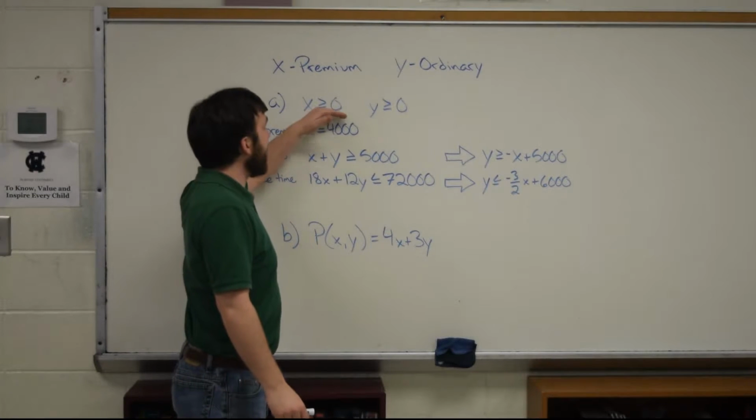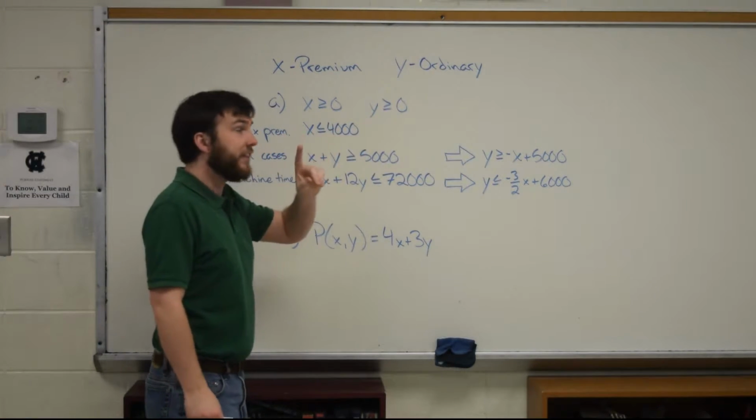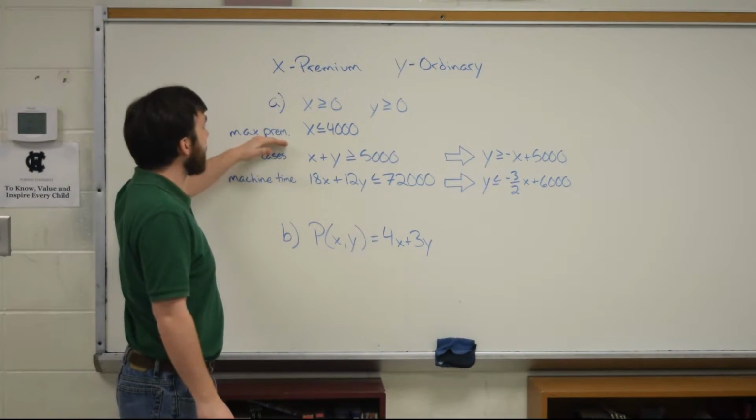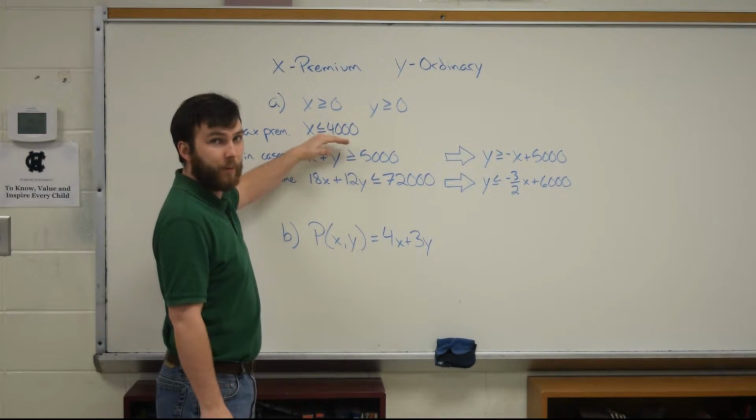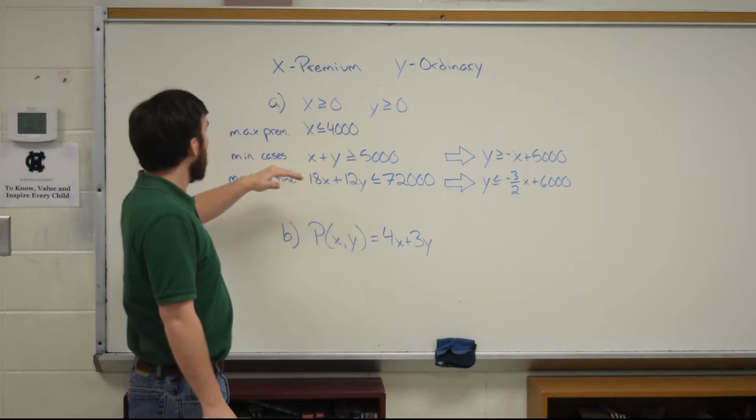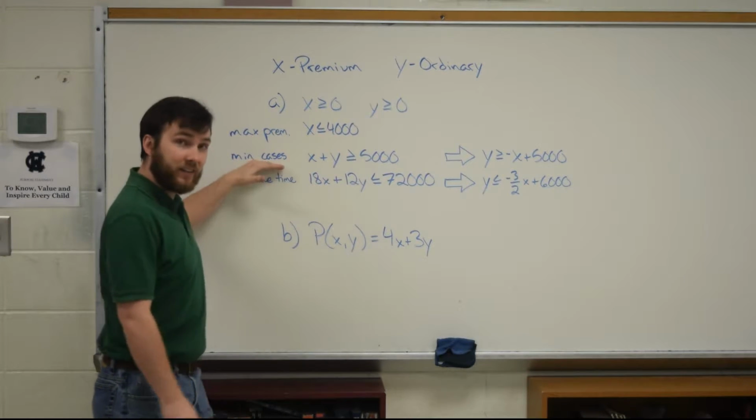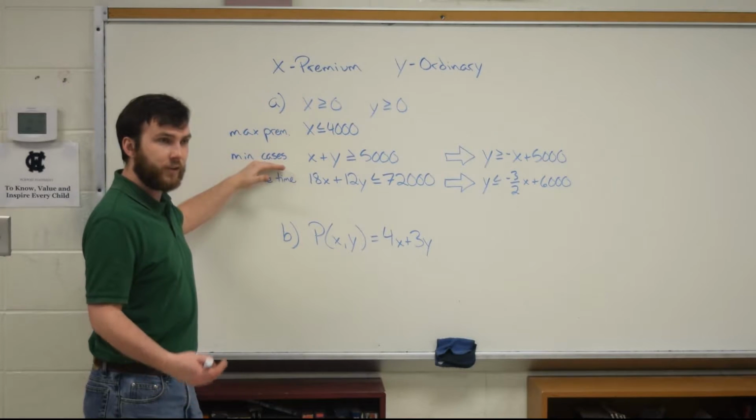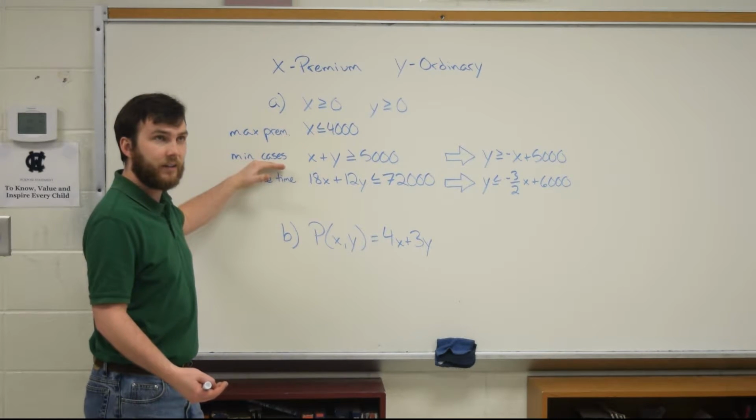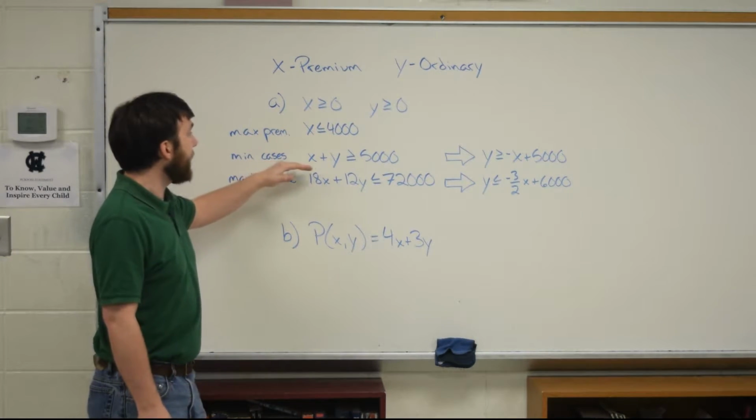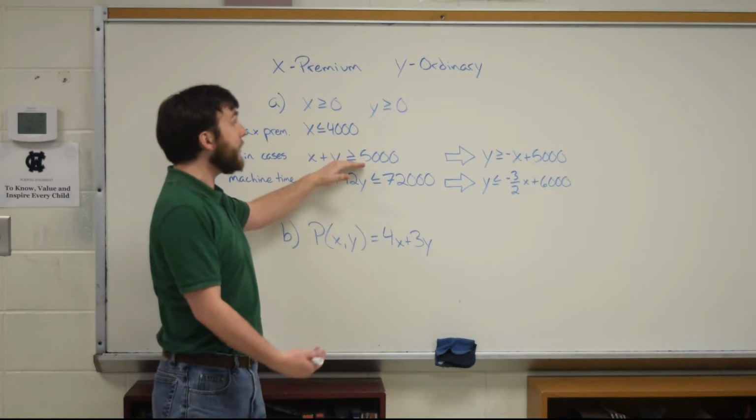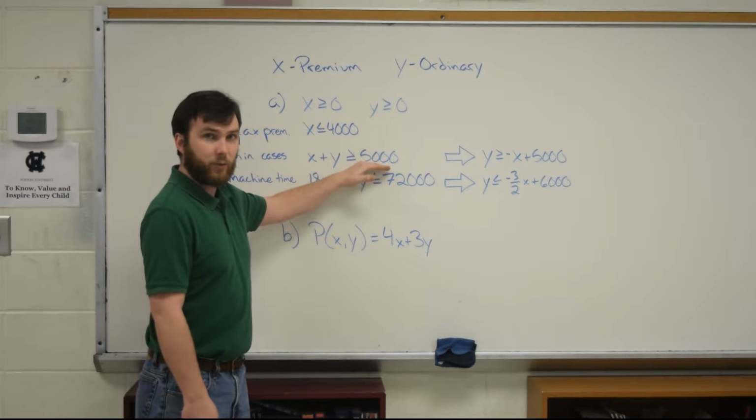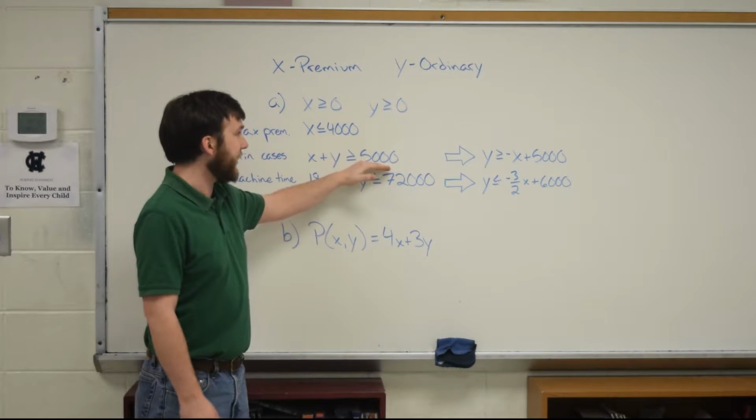Alright, so once again, neither of them can be in the negatives, but this time we also have a max amount that we can make of premium. The max is 4,000. We have a minimum amount of cases we can produce, so that's kind of like the last problem with the acreage. There, x plus y was going to be less than or equal to 70. This time x plus y is going to be greater than or equal to 5,000. We're going to produce at least 5,000 cases.